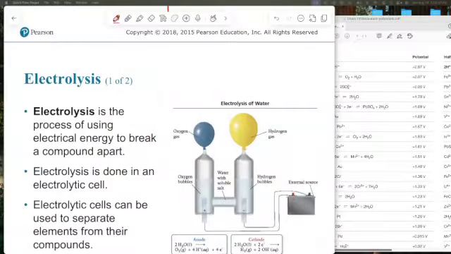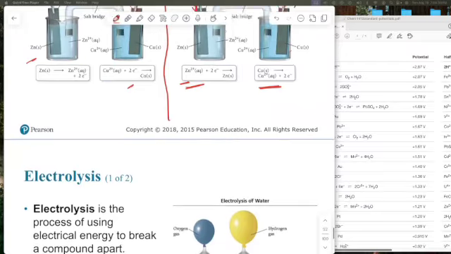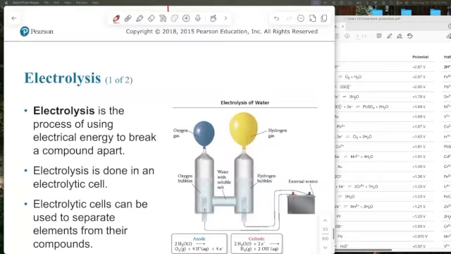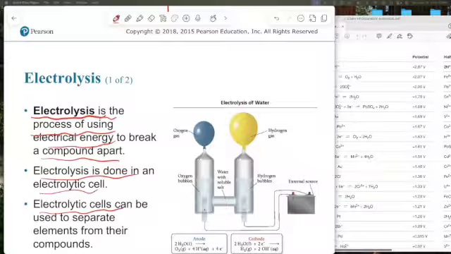We wrap this chapter up by talking about electrolysis. So in this part here, we're looking at the application of electrolysis. We're told here electrolysis is the process of using electrical energy to break a compound apart. Electrolysis is done in an electrolytic cell. Electrolytic cells can be used to separate elements from compounds.